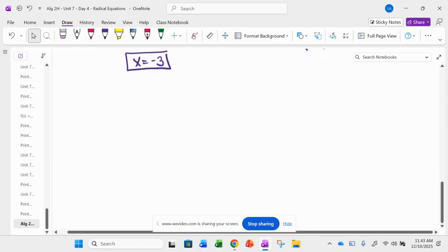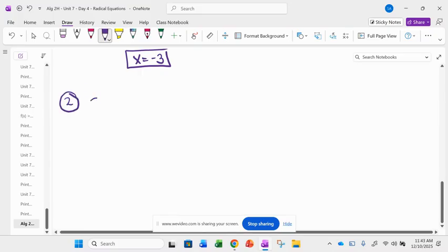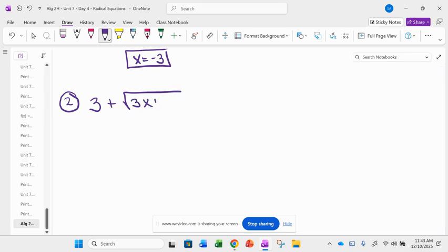Okay, next one. We have 3 plus the square root of 3x plus 1 is equal to x.